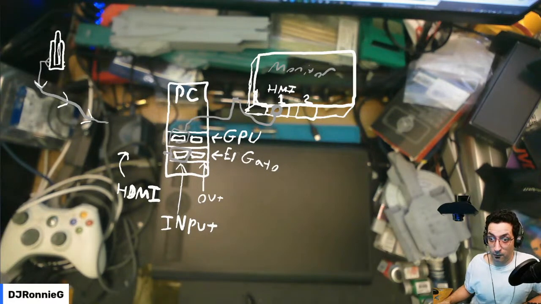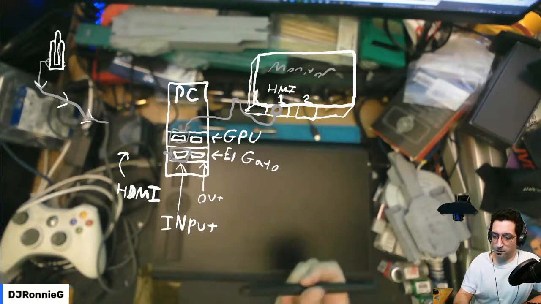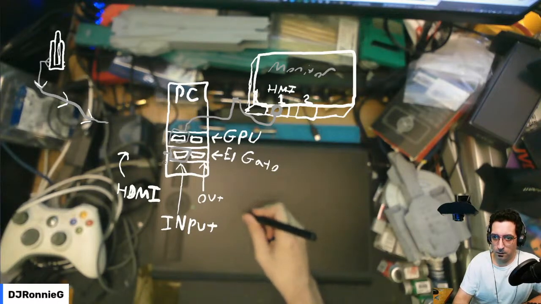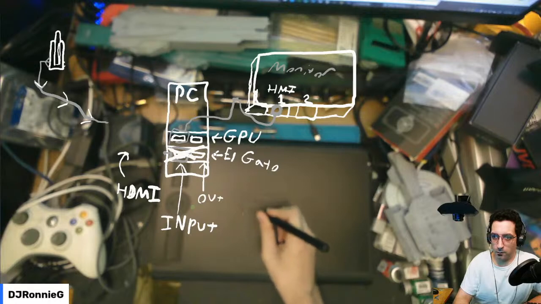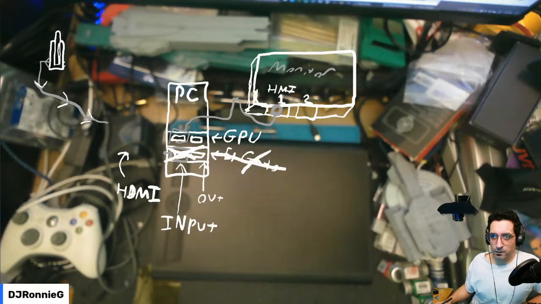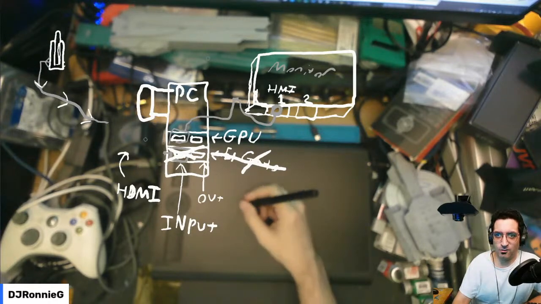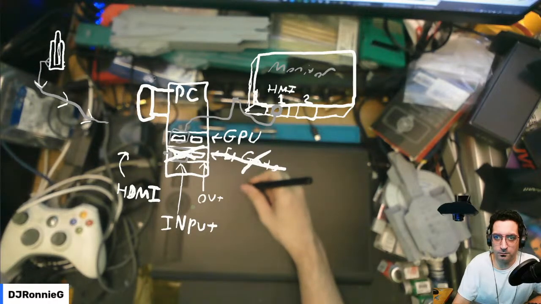Okay, so anyway, simple enough. If we're not using an Elgato, let's just say we don't have an Elgato at all. So we're gonna blacklist the Elgato. We're gonna say no Elgato, right? We don't have an Elgato at all, but we have a USB dongle. So we're gonna draw a USB dongle. It's gonna be huge. It's a gigantic USB dongle.